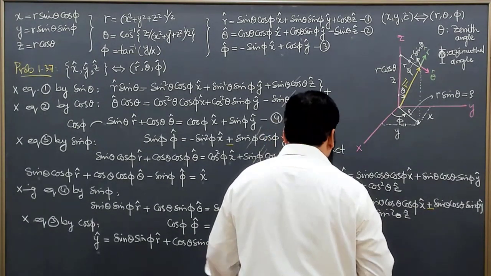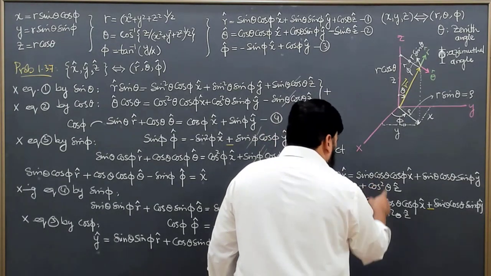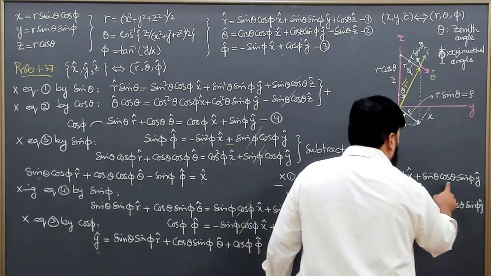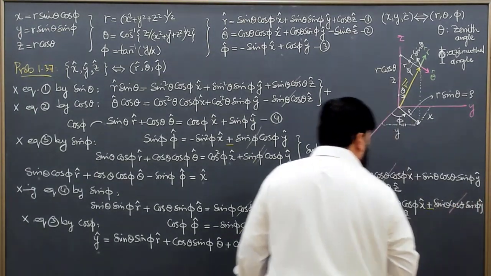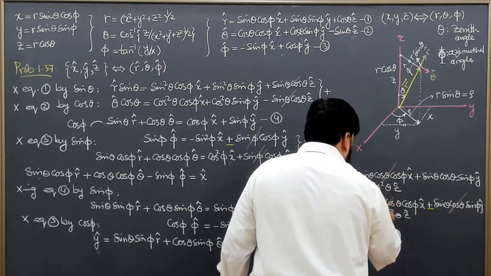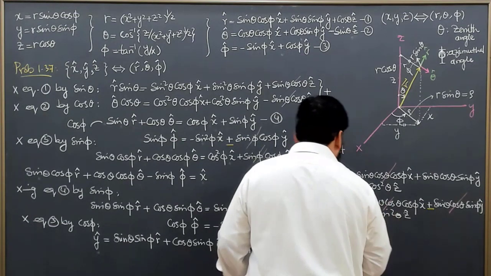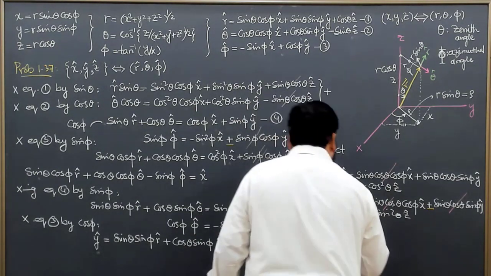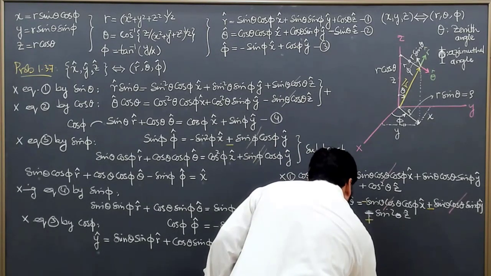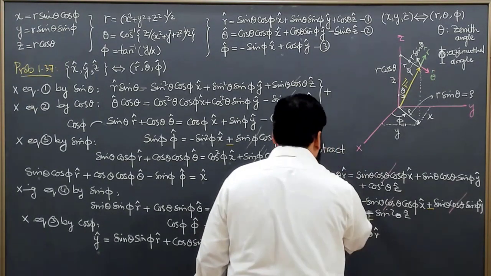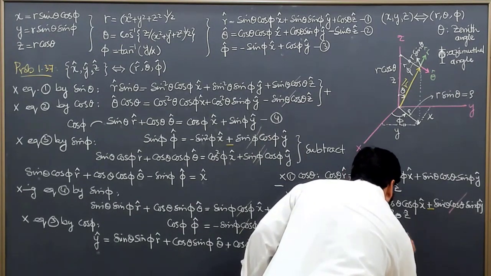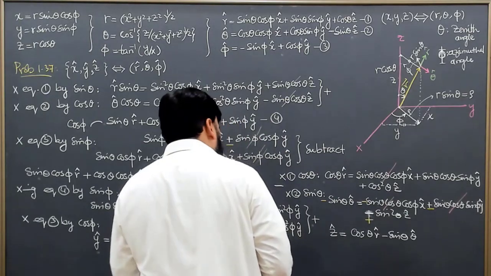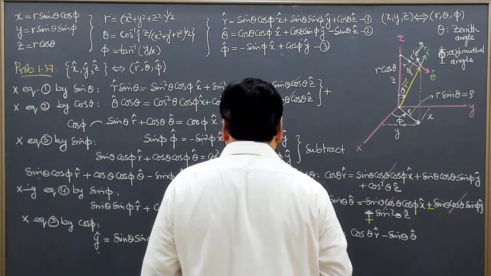So look at the cancellations: sin theta cos theta cos phi cancels, and sin theta cos theta sin phi cancels. Cos squared theta plus sin squared theta comes out to be 1, so we have the z unit vector equal to cos theta in the r unit vector minus sin theta in the theta unit vector, and the z unit vector comes out to be two-dimensional in nature.